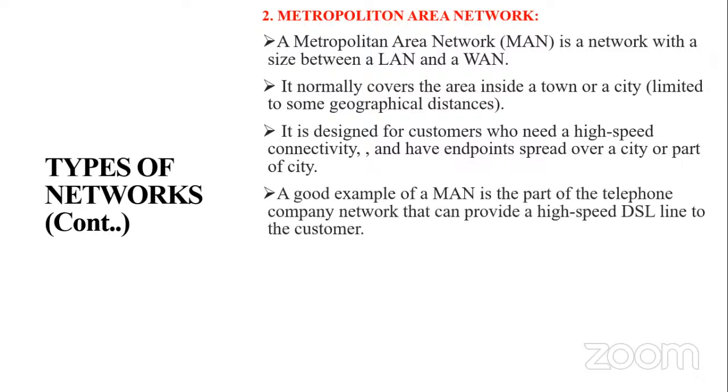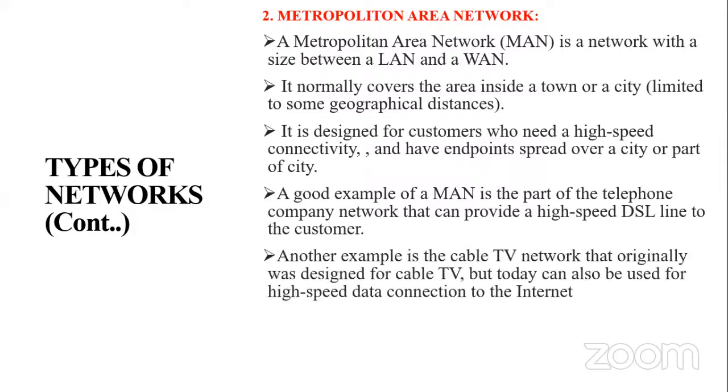So a good example of MAN is the part of the telephone company network that can provide high-speed digital subscriber line to the customer. You can say that the networks available in the city will be called metropolitan area networks. Another example of MAN, according to our textbook, is also a cable TV network. Actually, that is designed for cable TV only, but nowadays it is used to get the internet also, high-speed internet.